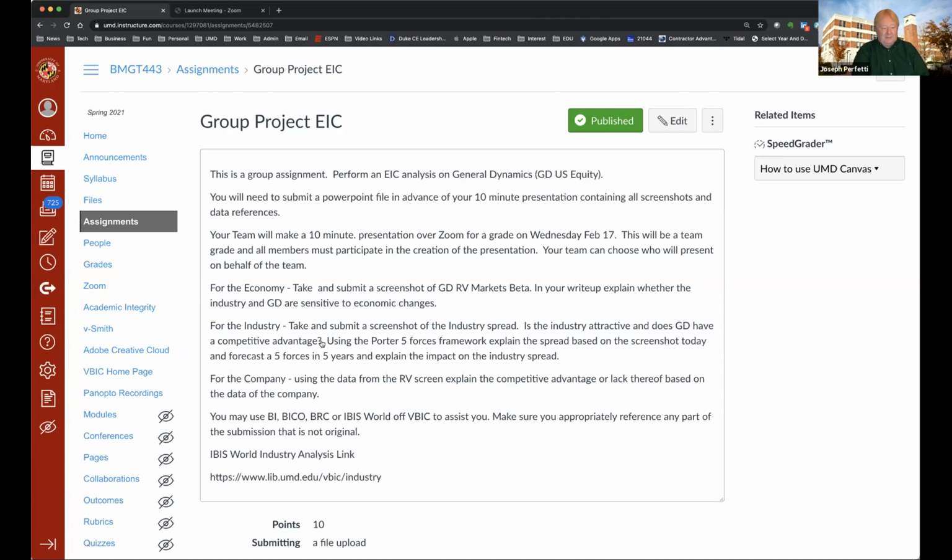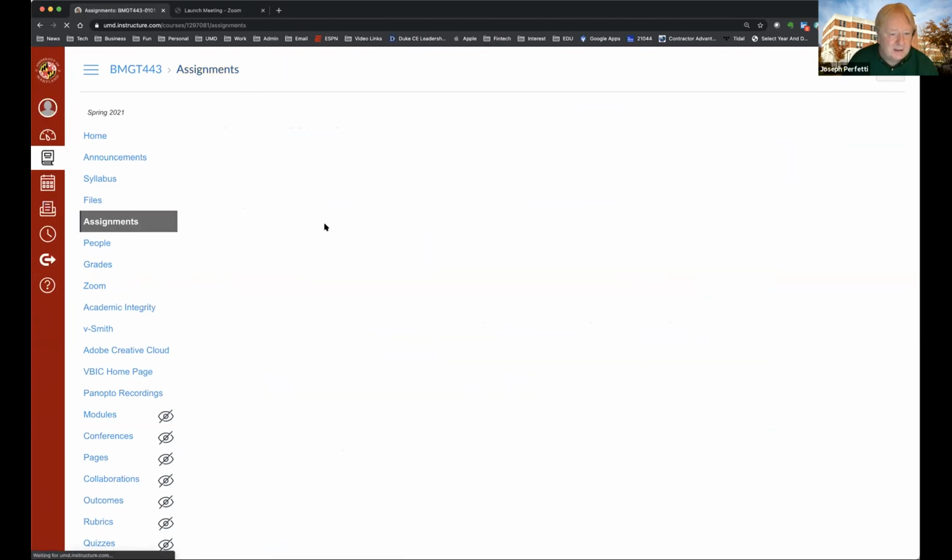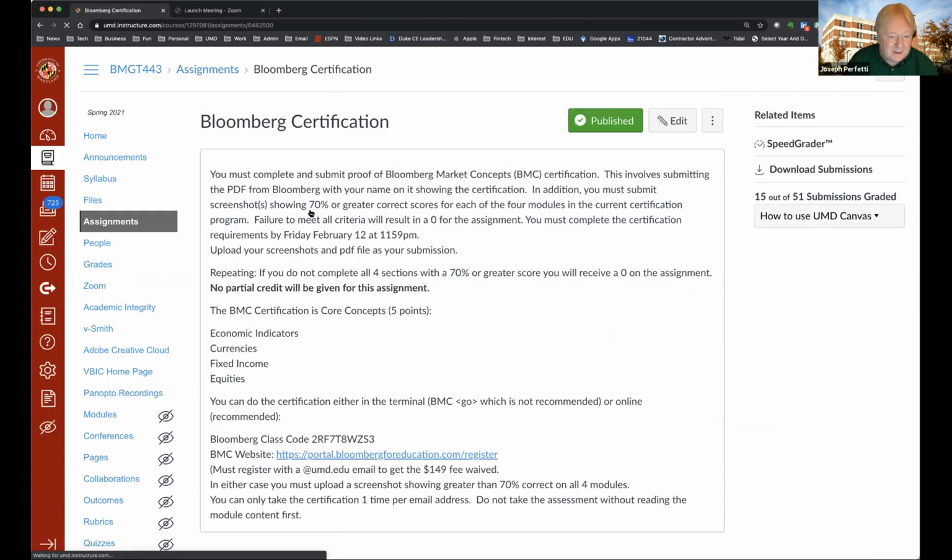The other big deadline that's upcoming is this Friday, midnight basically, which is the BMC certification. So make sure you complete and submit your screenshots showing 70% for each of the four sections of Bloomberg in the certification. Again, in the assignments, it would have been here. And so you need to show me these four sections with more than 70%. If for some reason you had taken it twice because you didn't get the 70%, then you need to show me screenshots of the second submission with that second umd.edu email address. So again, that is due on Friday.